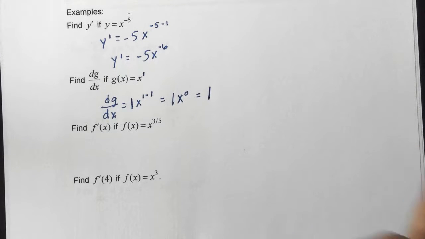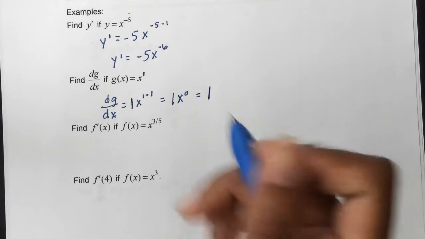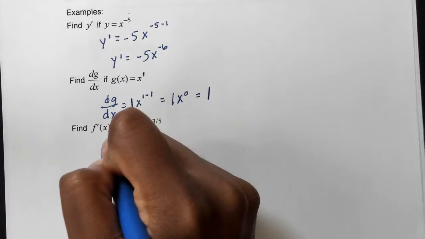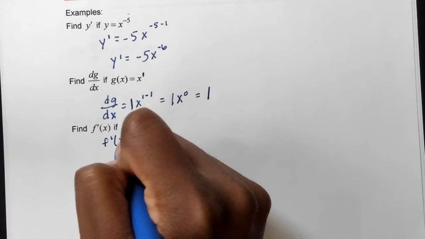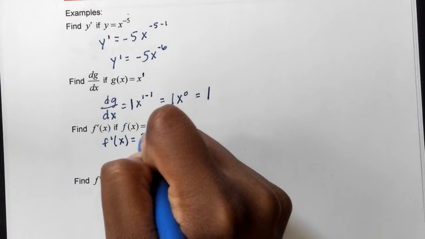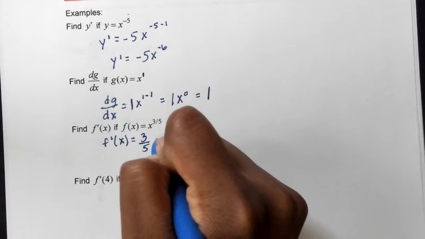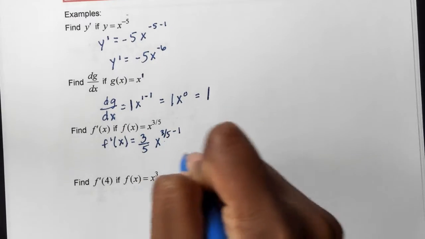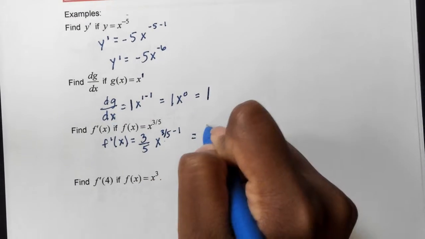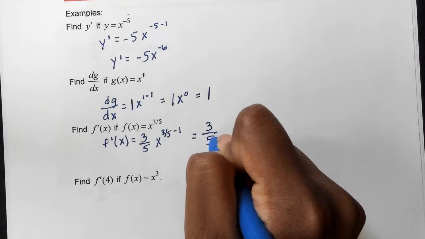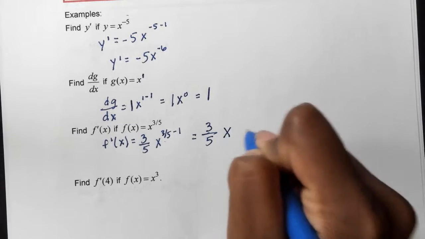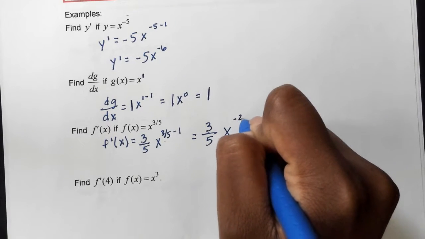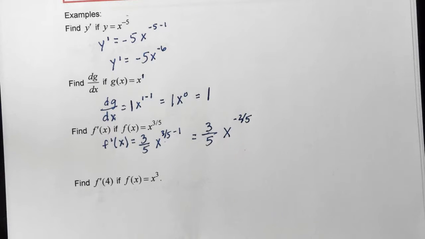For our next example, we want f prime if f of x is x to the 3/5. So again, f prime of x, bring down the 3/5, then we have x to the 3/5 minus 1, which is equal to, we still have our 3/5 out front, and then x to the negative 2/5.